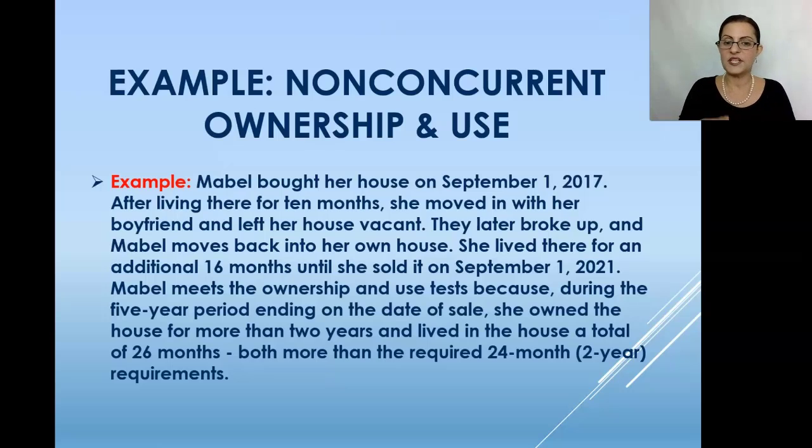But altogether, she lived in the home for 26 months. So that's more than the required 24-month or 2-year period. So if she sells the home at a gain, she can exclude up to $250,000 of gain because she's the only owner. She's not married. She just moved in with a boyfriend and then moved back out. Okay, so she would get the full exclusion.